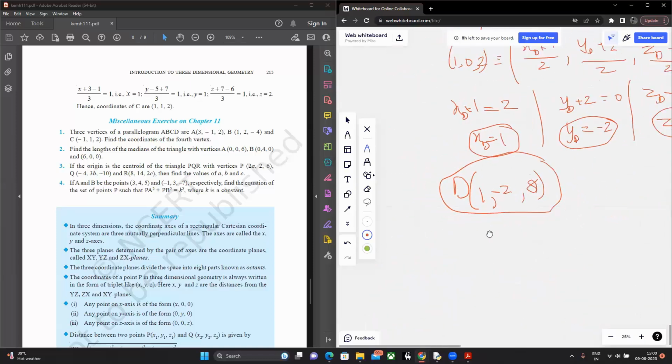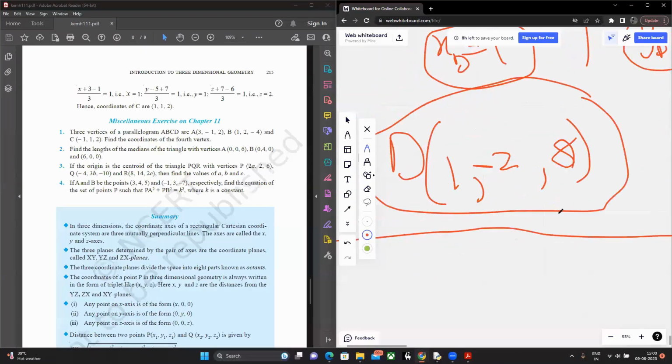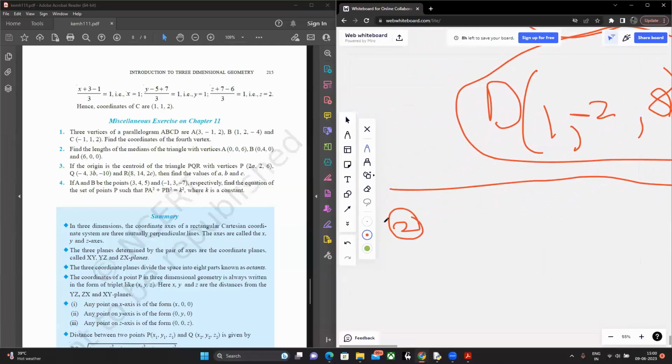And it's actually very weird that you don't have the midpoint of the section formula in the coordinate system. Very weird for that. But yeah, fine. Question number 2. Find the lengths of the medians of the triangle with vertices A(0,0,6), B(0,4,0), and C(6,0,0).